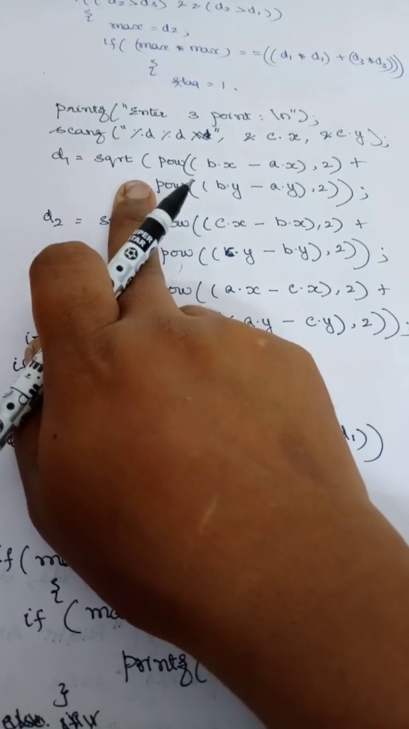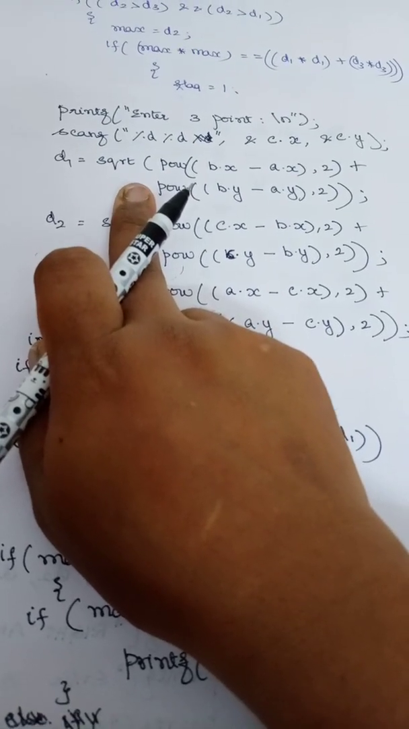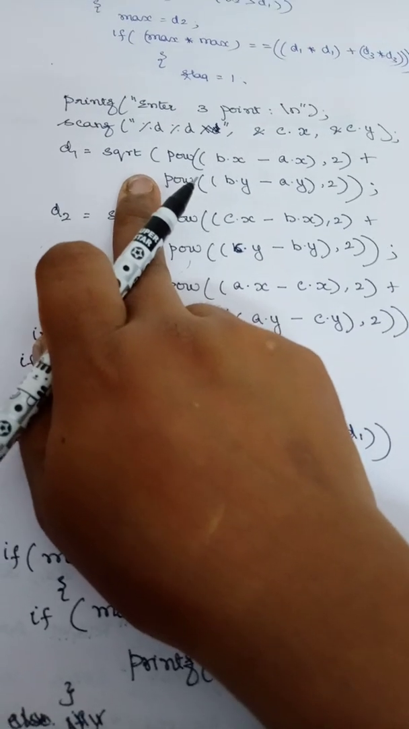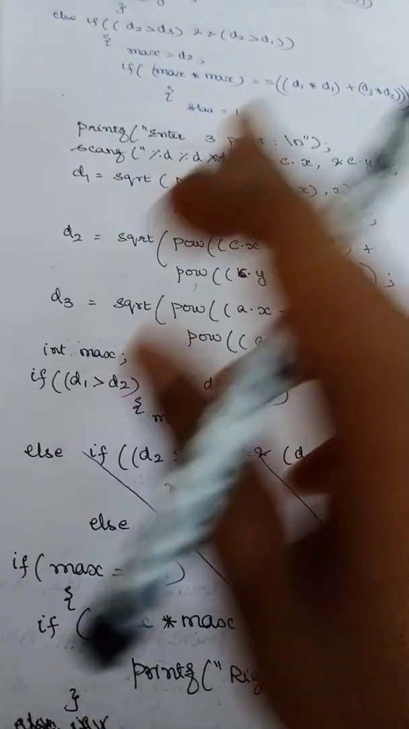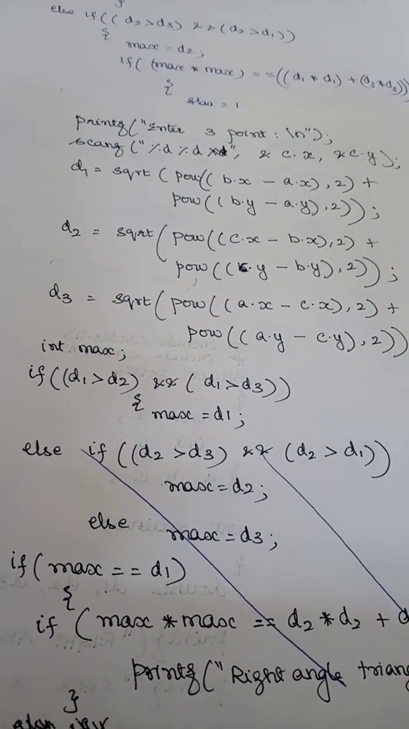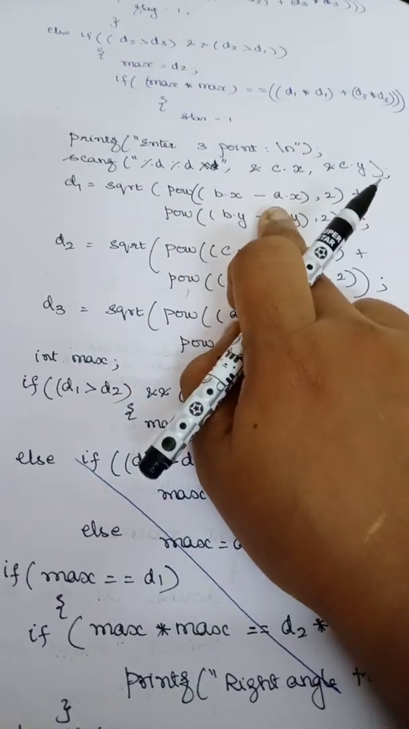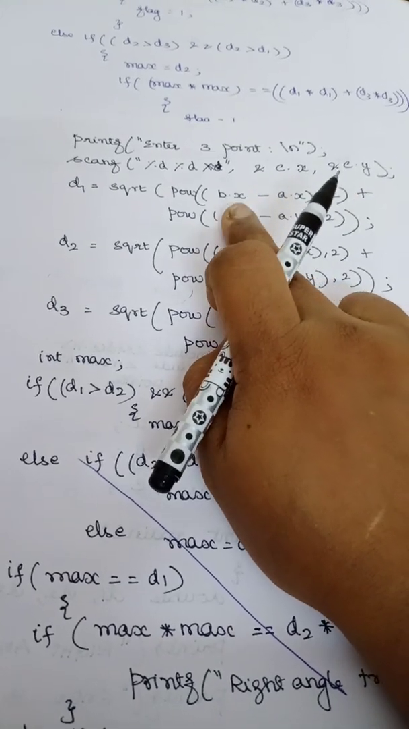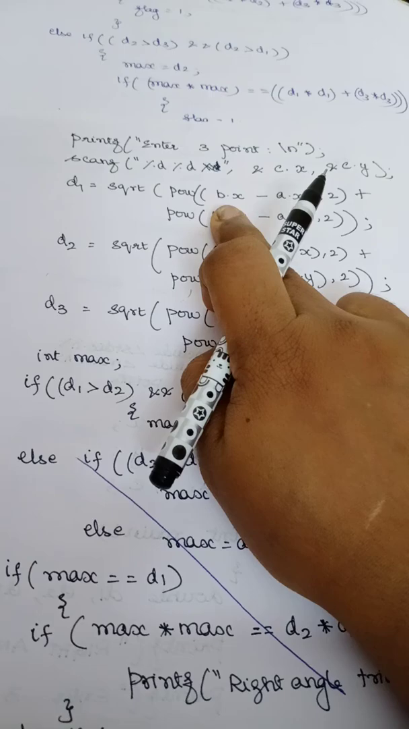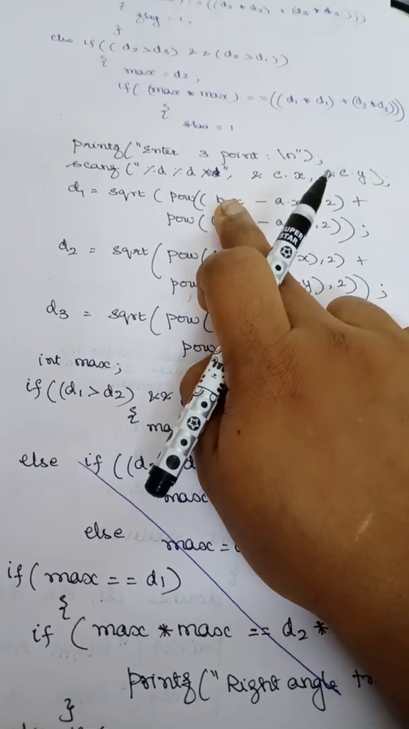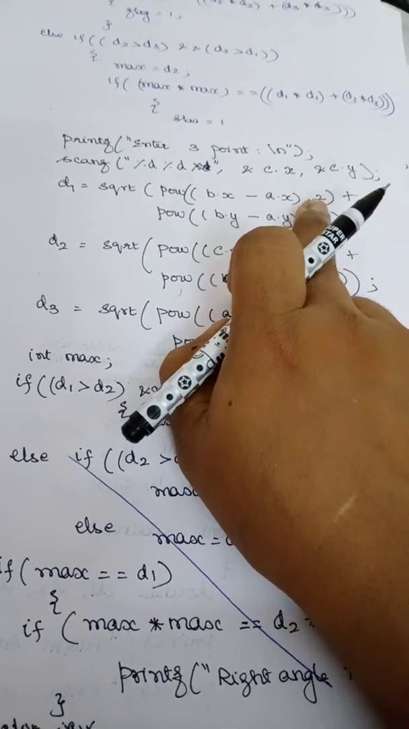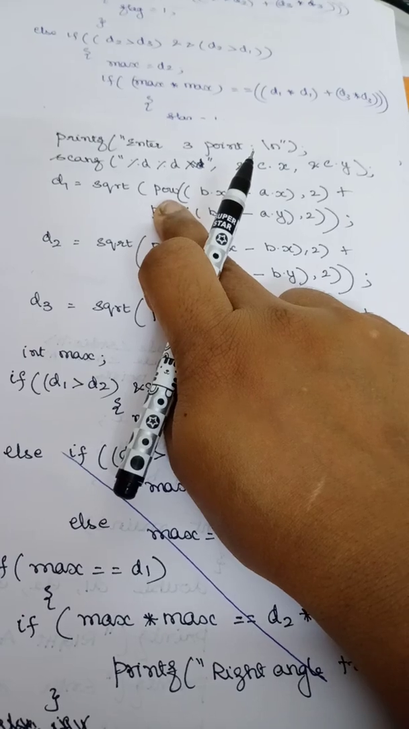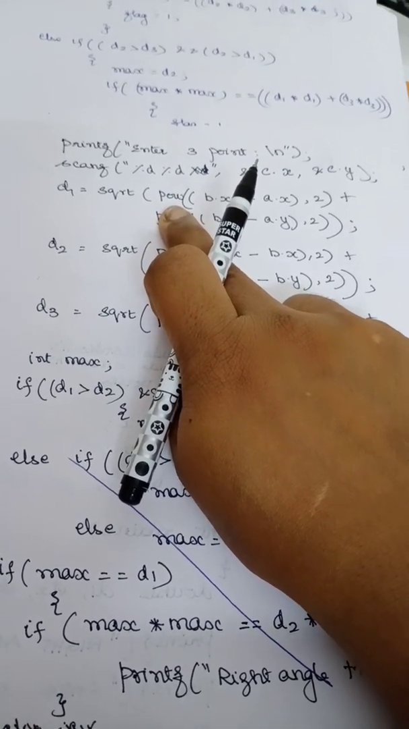Similarly, I am calculating the square root, right? So how to calculate the square root? I already have a built-in function, sqrt, available in math.h. And I need to calculate power because I need to find x2 minus x1 the whole square. So again I am using the power here. So b dot x minus a dot x. I am taking a and b first, so this is going to be my x2, this is going to be my x1. I am subtracting these two and calculating the square, so pow comma 2. Again this is a built-in function available in math.h.